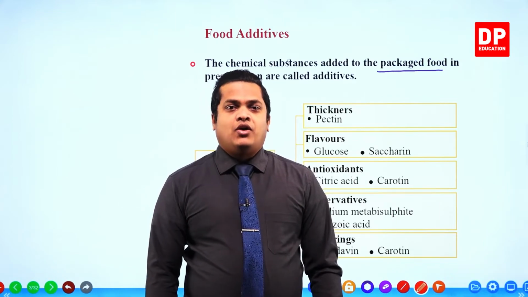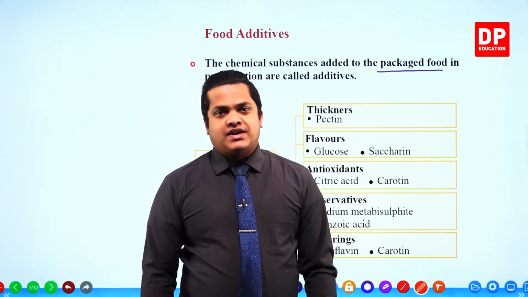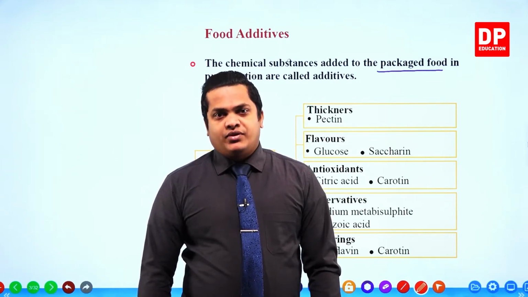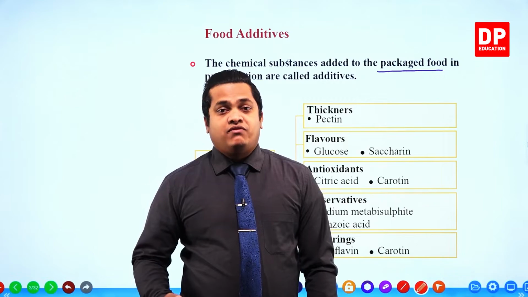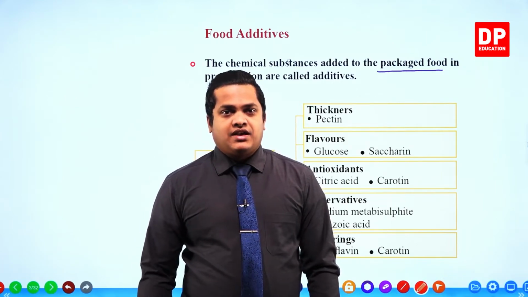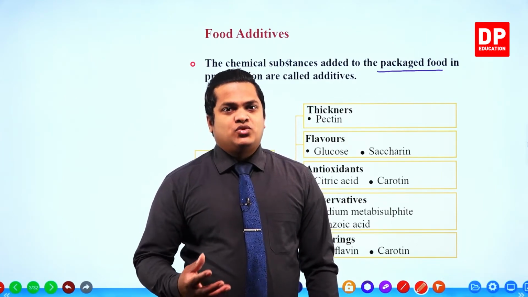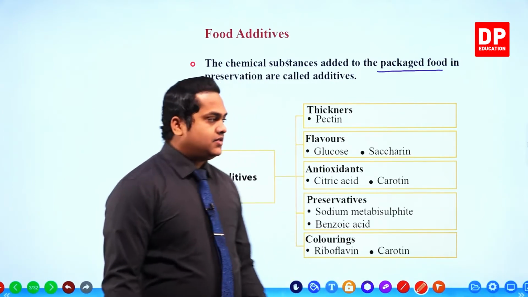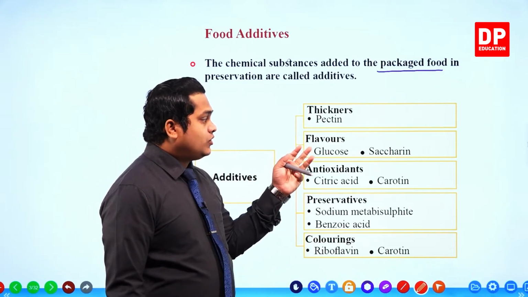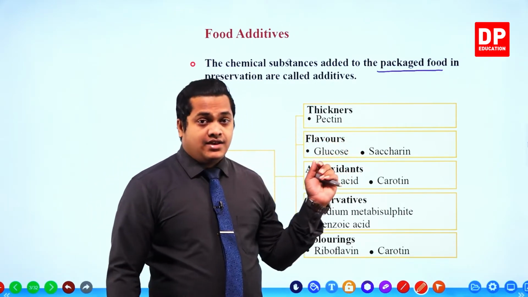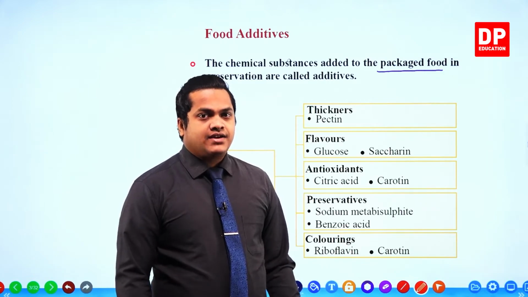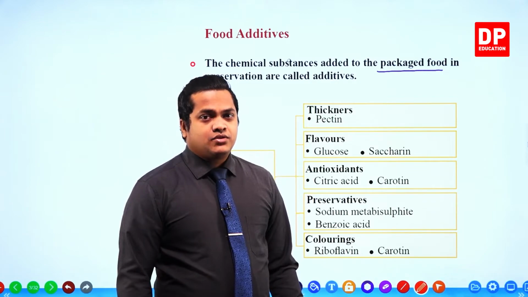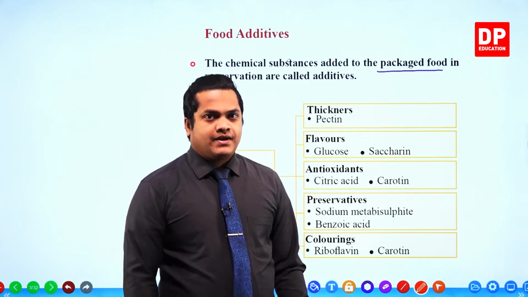I think all of you have eaten ice cream, ice packets. You would love to eat them because they have a good flavor, a good sweet taste. So these sweet tastes are obtained by adding what? Glucose, or there is another one called saccharin. Saccharin and glucose.